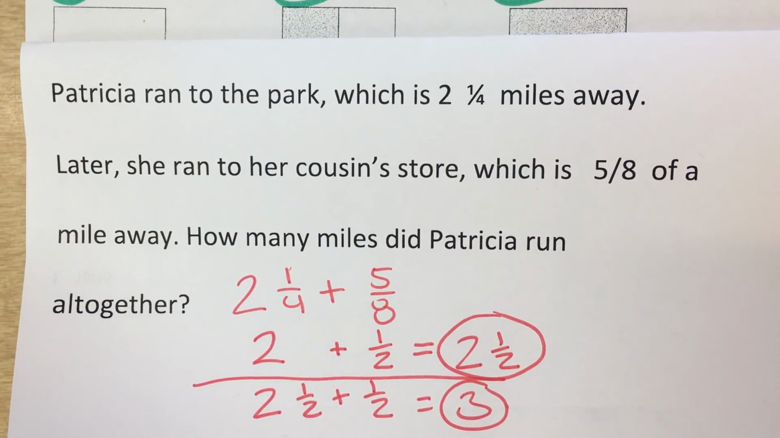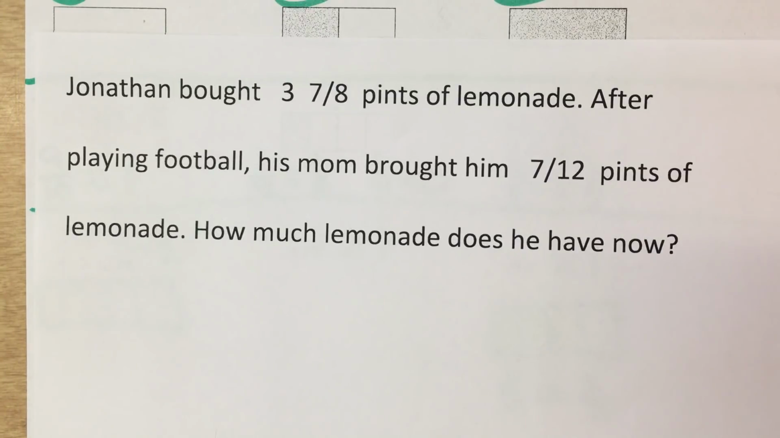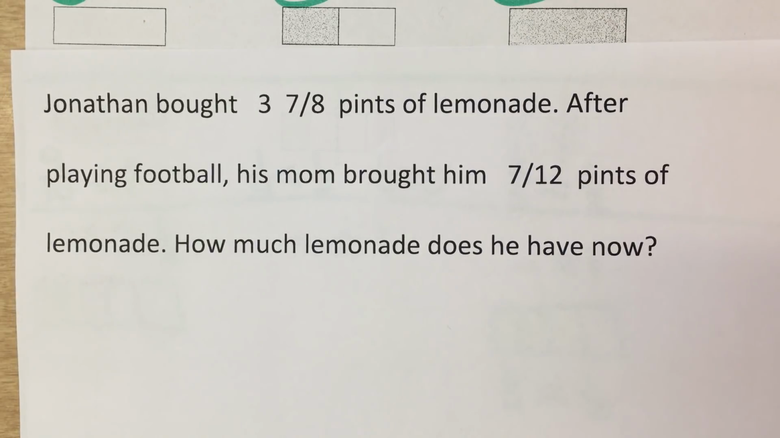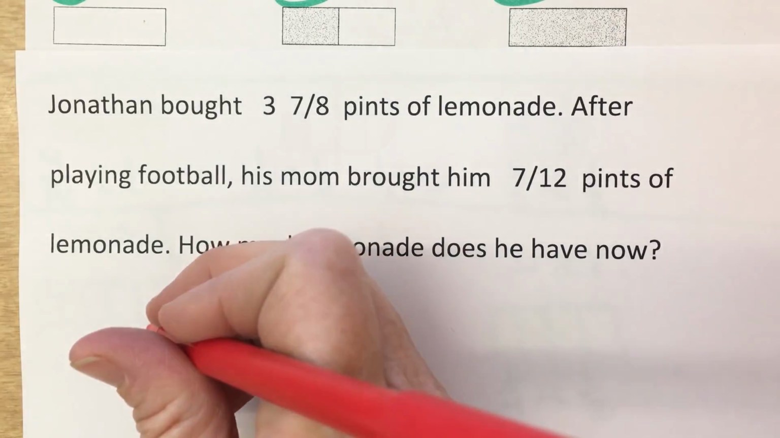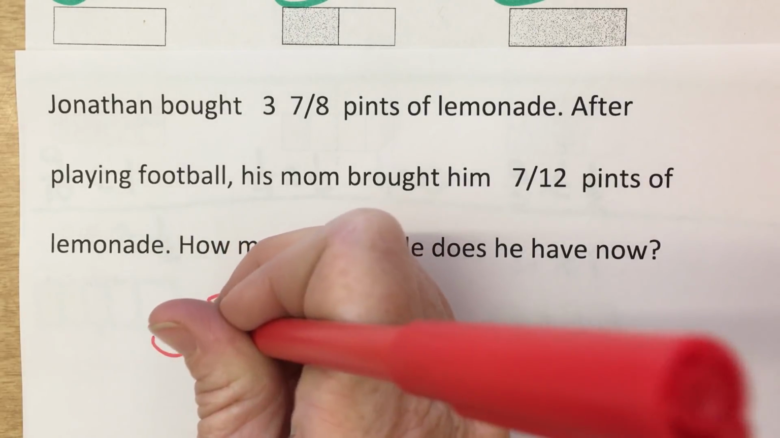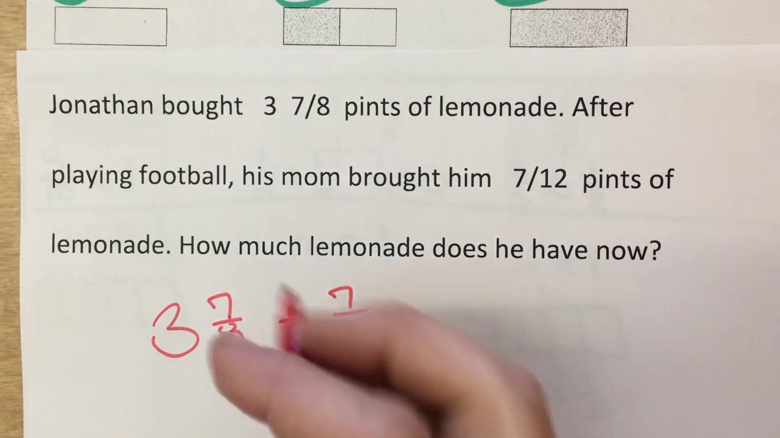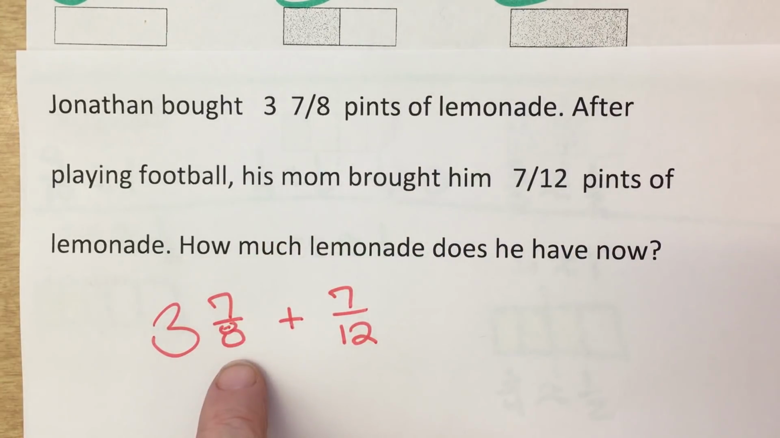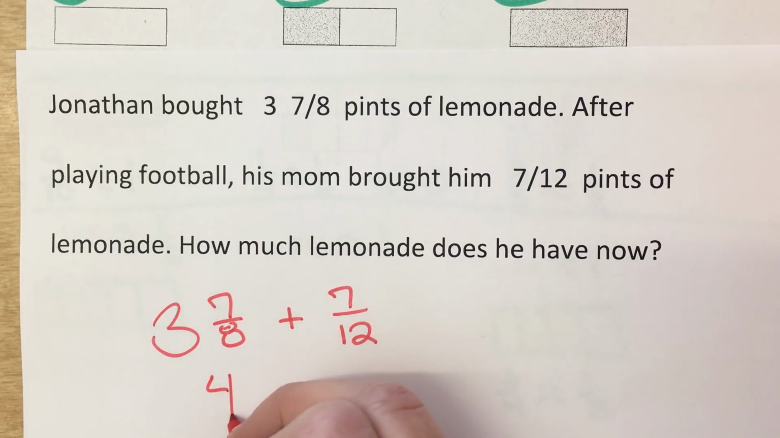Okay, let's look at another one. Okay, Jonathan bought 3 7/8 pints of lemonade. After playing football, his mom brought him 7/12 pints of lemonade. How much lemonade does he now have? Well, let's see. 3 7/8 plus 7/12. So 7/8, 7 is way more than half of 8 because half of 8 is 4. So 7/8 is almost 1 whole. Well, if I have 3 whole and almost 1 whole, I'm going to say that's about 4.